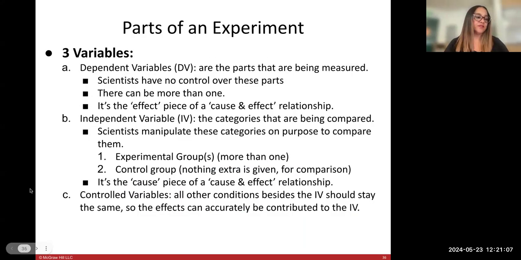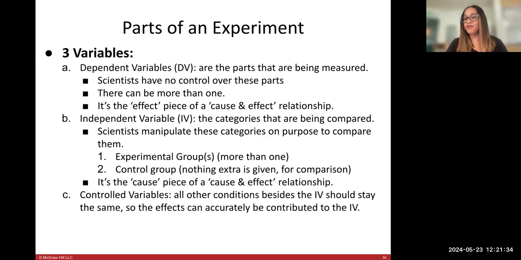Parts of an experiment. These are quite important: dependent variable, independent variable, controlled variables. Dependent variables are usually the parts that are being measured. They're pretty easy to pick out, so I like to pick these out of an experiment first. Scientists have no control of these parts. They're just measuring it. What is happening when we do this? It is the effect piece of a cause and effect relationship, or the then piece of an if-then statement.